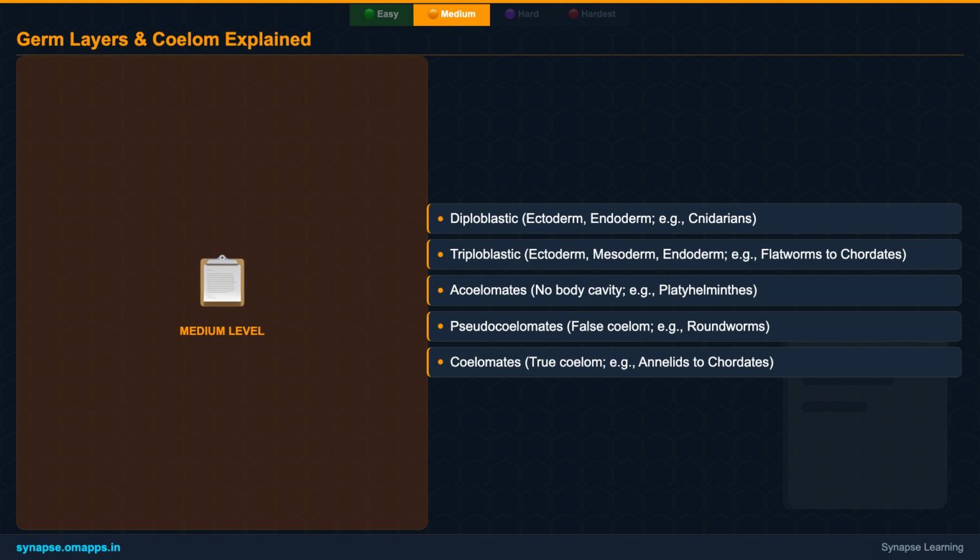The coelom, or body cavity, is another vital feature. Acoelomates, like flatworms, lack this cavity. Pseudocoelomates, such as roundworms, have a false coelom not fully lined by mesoderm. True coelomates, from annelids to chordates, possess a mesoderm-lined cavity that offers space for organ development and protection. These differences are fundamental to animal classification.